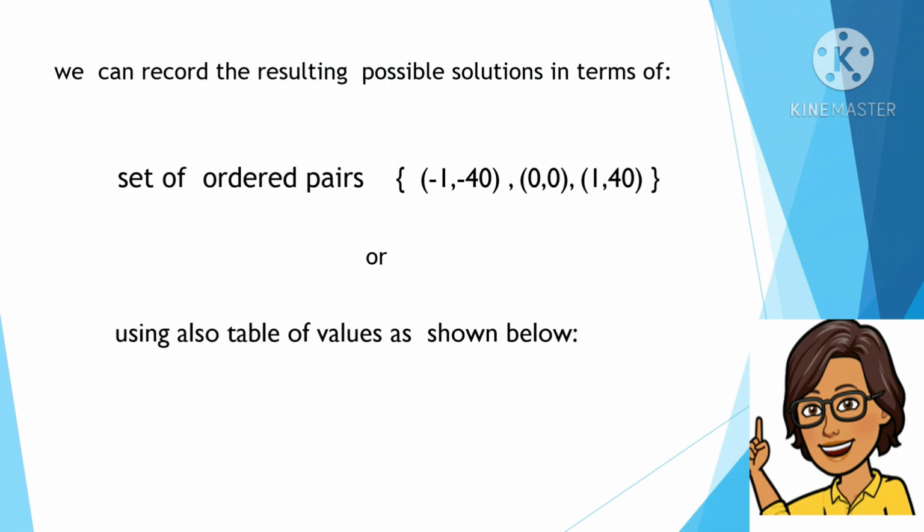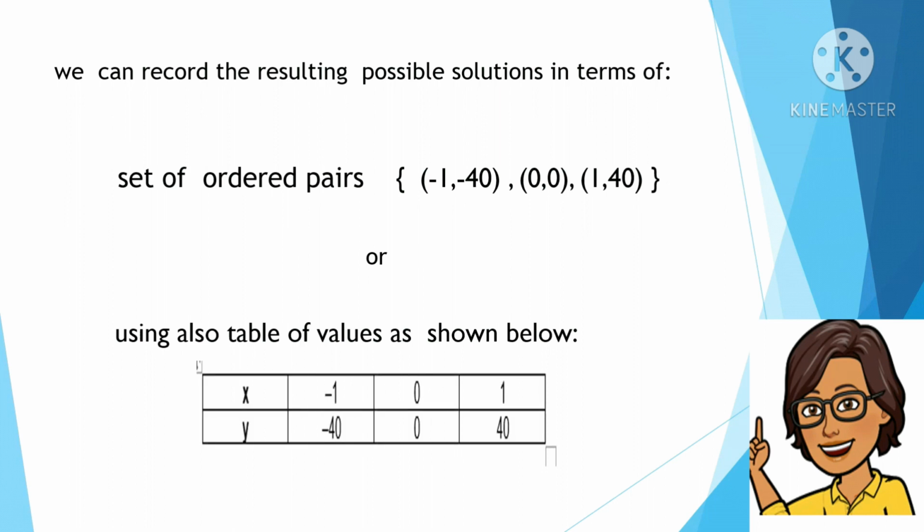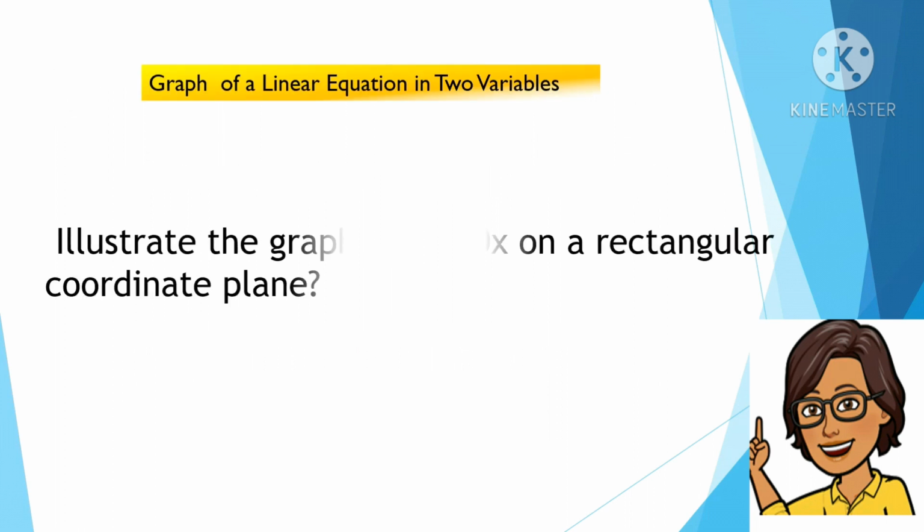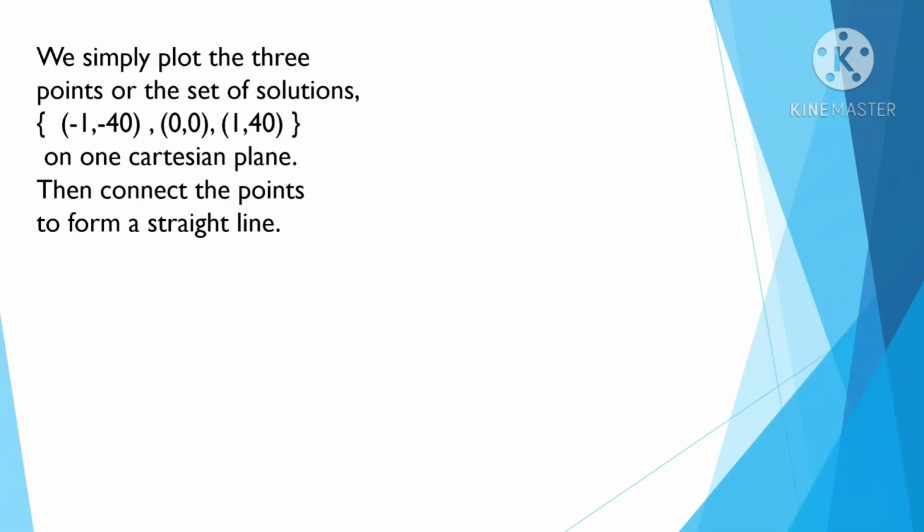Or, we can use table of values as shown below. All the x values, negative 1, 0, 1, and all the corresponding y values, negative 40, 0, 40. Graph of linear equation in two variables. Illustrate the graph of y equals 40x on a rectangular coordinate plane. We simply plot the 3 points or the set of solutions, negative 1, negative 40, 0, 0, positive 1, 40 on one Cartesian plane. Then, connect the points to form a straight line.